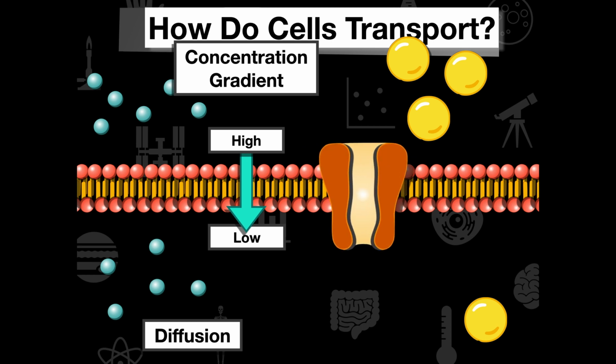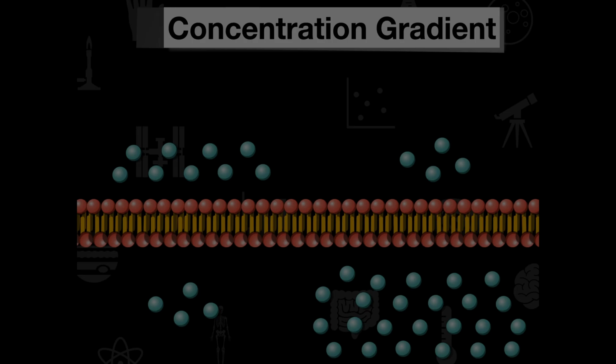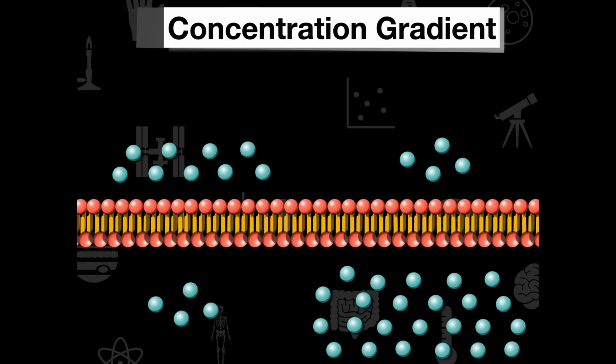Now, if we look at this, we want to get these yellow molecules in here, but again, they're too big to pass through the membrane. We're going to have a transport protein, which is again going to use the process of diffusion, and it's going to allow these molecules to pass through easily when the gates open, and we call this facilitated transport. So how are cells transporting? There are two concepts we need to understand: diffusion through the membrane and facilitated transport via proteins.